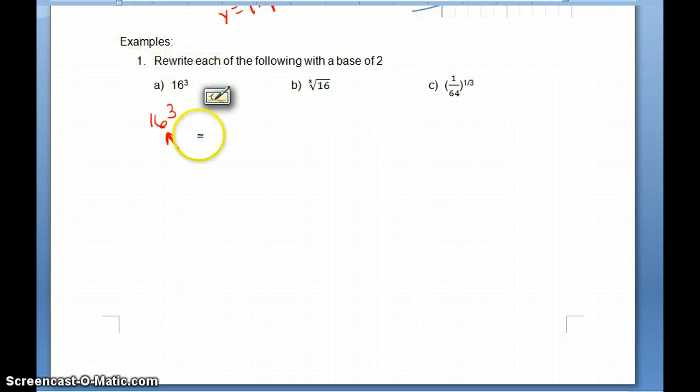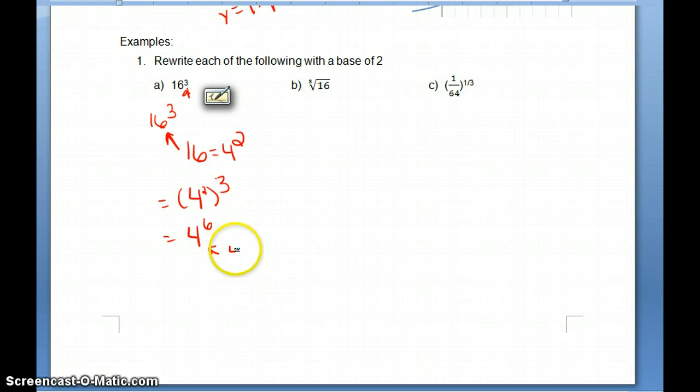And if you can't see it right away, you could always take this in small steps. Well, you know that 16 is equal to 4 squared. So what you could do is write 4 squared, so you have 4 squared to the power of 3. Remember to keep that exponent there if you have 16 cubed. Then we could simplify that to be 4 to the power of 2 times 3, which is 6. Then we can rewrite that, as we know that 4 is equal to 2 squared, and then go 2 squared, all to the power of 6. And then further simplify that to 2 to the power of 12.